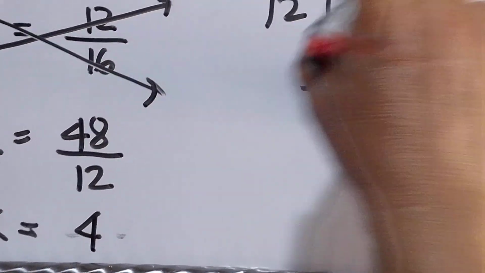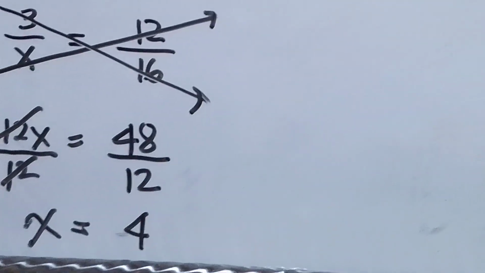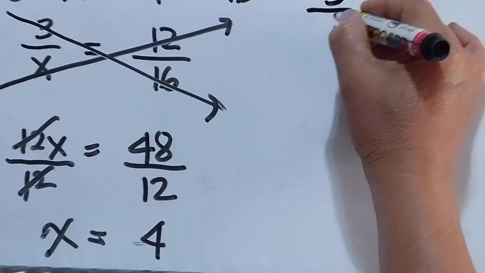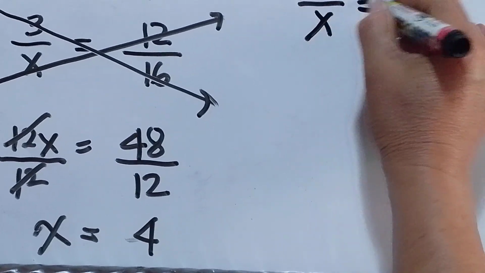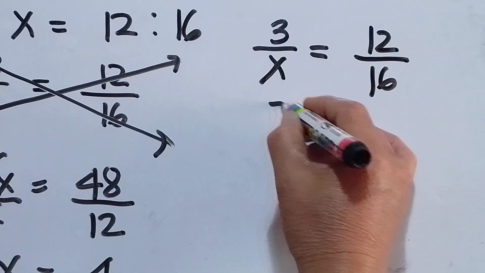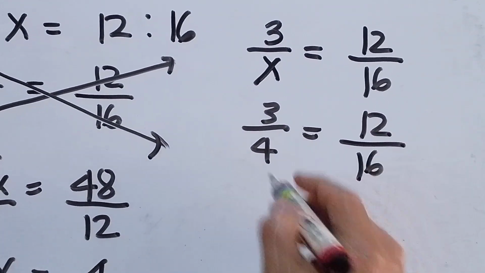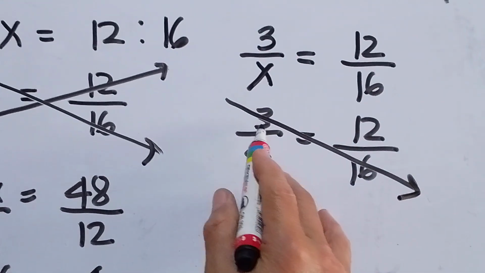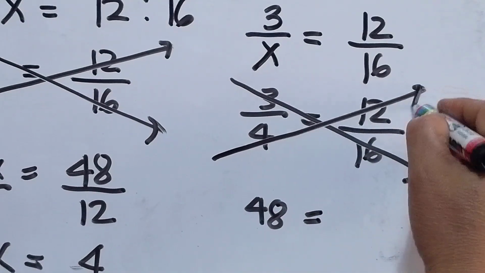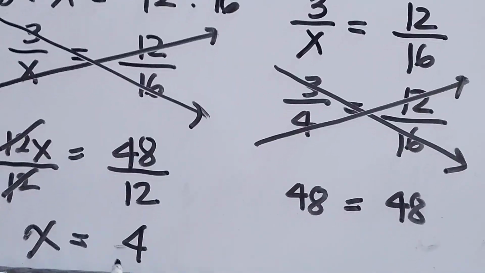Now let us check if this is correct by substituting the value of x equals 4 to the given. So this one, 3 over x is equal to 12 over 16. So substitute, 3 over 4 is equal to 12 over 16. Then cross multiply. 3 times 16 is 48. 4 times 12 is 48. Since they are equal, meaning x equals 4 is correct.